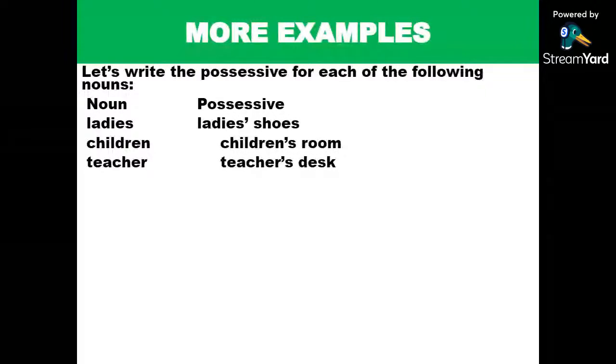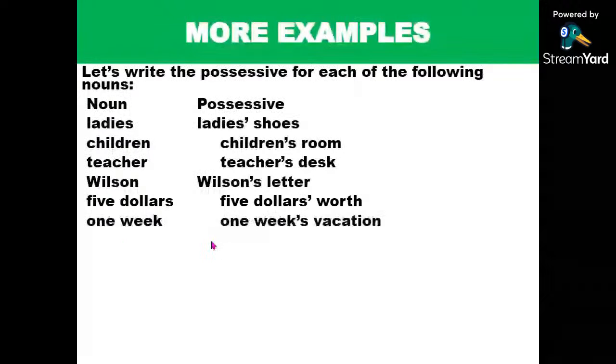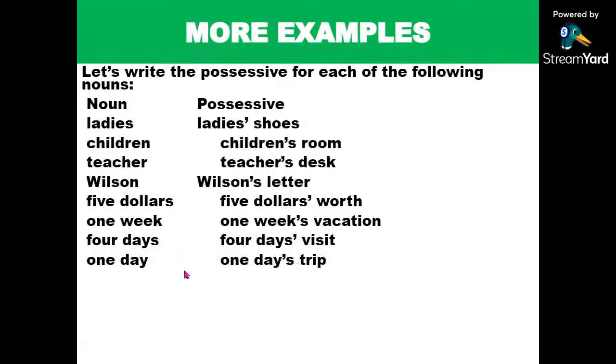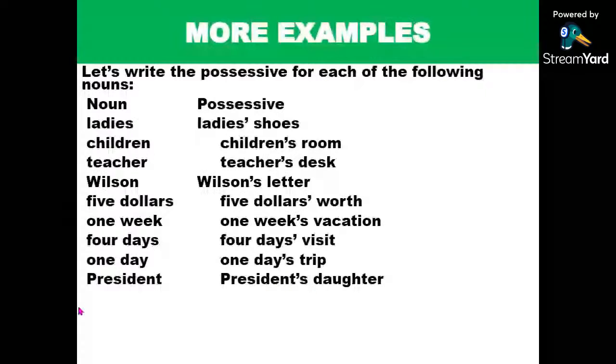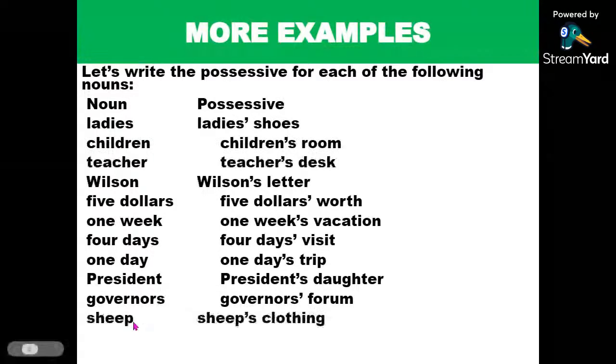Here you have teacher, and then you have teacher's desk. You have Wilson, and you have Wilson's letter. You have $5 and you have $5 worth. Okay. 1 week, 1 week's vacation. 4 days, 4 days' visits. 1 day, 1 day's trip. President, president's daughter. Then you have governors, governors' forum. Then you have sheep, sheep's clothing, and so on and so forth.